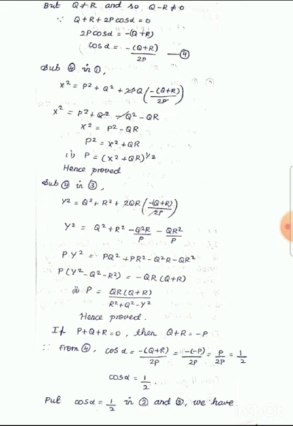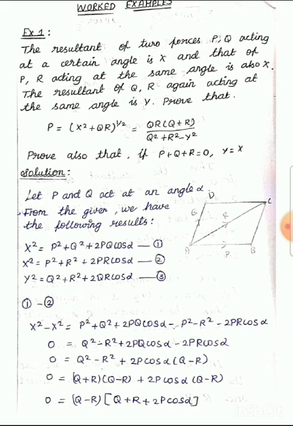So finally we want p squared. So we'll keep p squared on the left side and take the remaining to the right side. So we'll get p squared is equal to x squared plus qr. So we are taking square root on both sides. We'll get p is equal to (x squared plus qr) to the power 1 by 2. So the first one is proved, and for the next one we'll substitute equation 4 in equation 3.